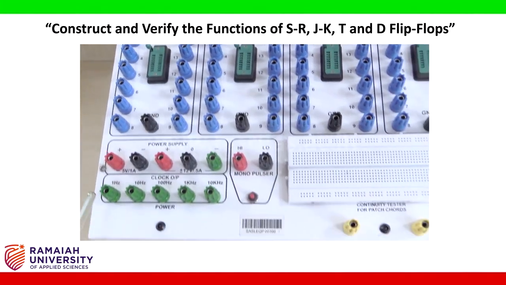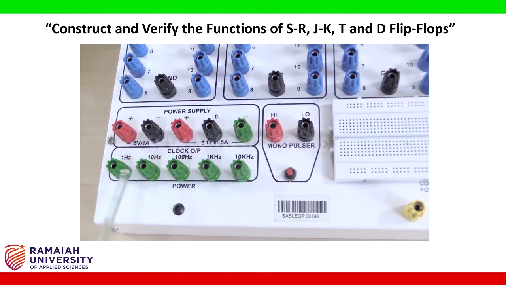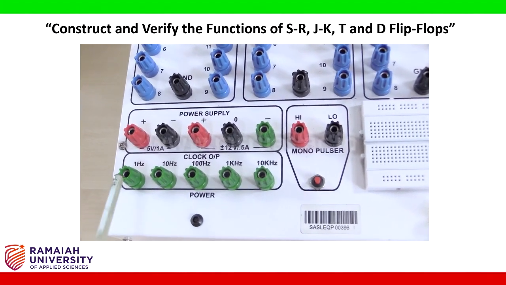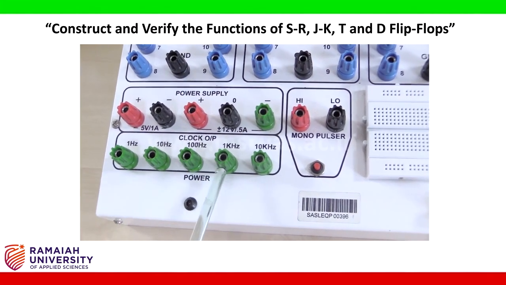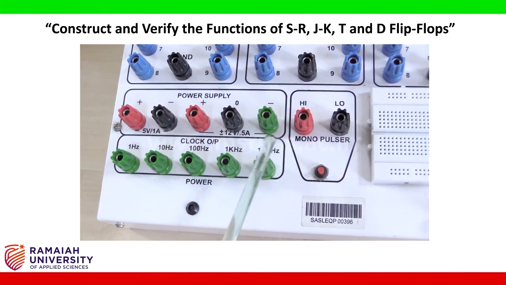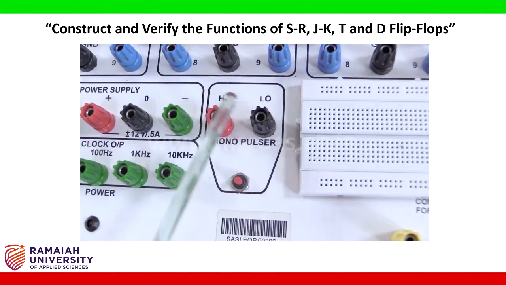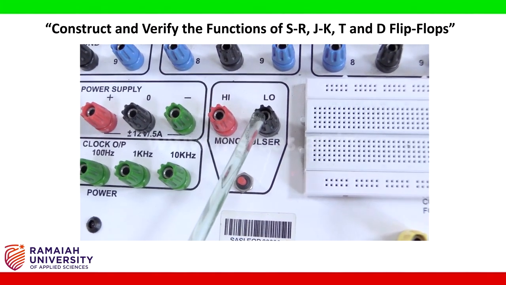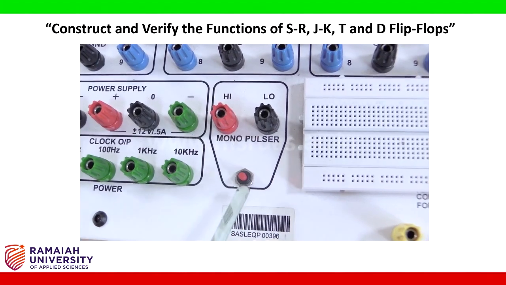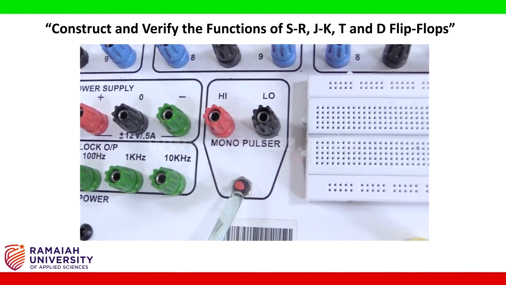Now at the bottom you can also see there are green color knobs which represent the clock signals of different frequencies: 1 Hz, 10 Hz, 100 Hz, 1 kHz and 10 kHz. And also at the right side of this you can see the monopulser. This is high, this is low, this is for the positive edge trigger and this is for the negative edge trigger. By operating the button here we can trigger the clock pulse.